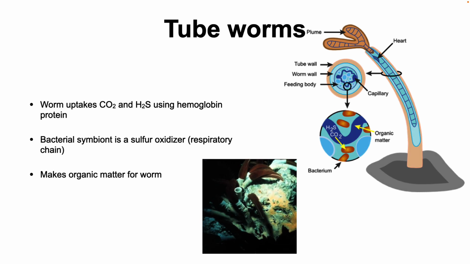The tube worm uses a type of hemoglobin with zinc instead of iron as the active ion. This delivers CO2 and hydrogen sulfide to the symbiont. The symbiont uses these in its metabolism. In return, the microbe makes organic matter for the worm.